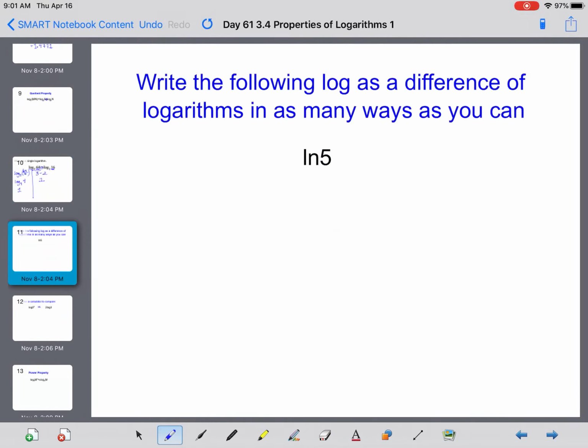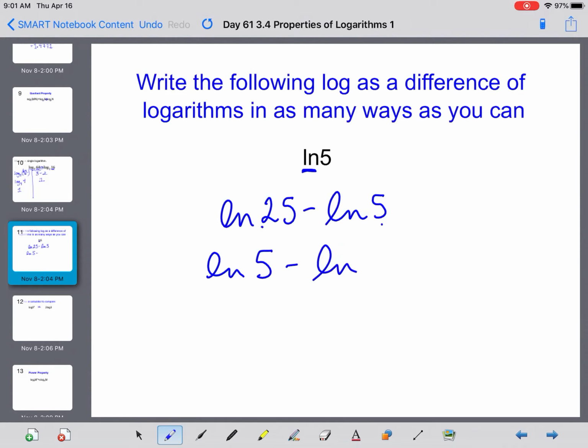All right. So for this one, think about how many ways you can write the natural log of 5. Again, I don't want you to ever freak out when you see the natural log of 5 or just the natural log in general. All it is is the log base e. I actually prefer natural log in a lot of cases because it's only 2 letters to write versus the 3 letters I'd have to write with log. So natural log of maybe 25 minus natural log of 5, because 25 divided by 5 is 5. You could do natural log of 5 minus natural log of 1. Okay, anything that when I divide the two values, I end up with a 5.